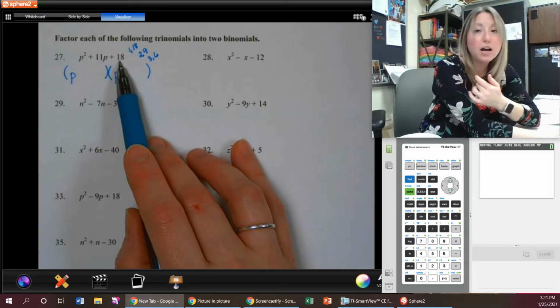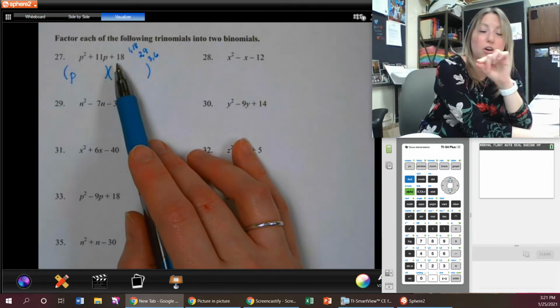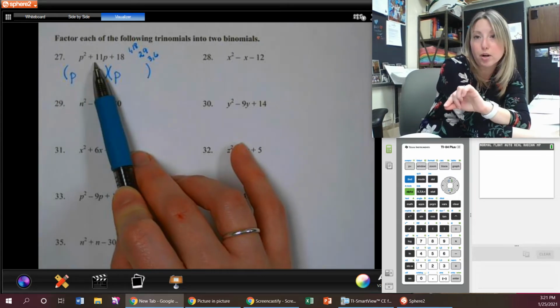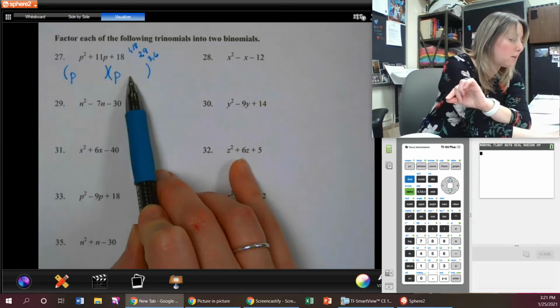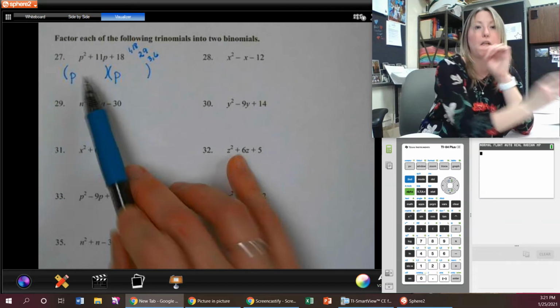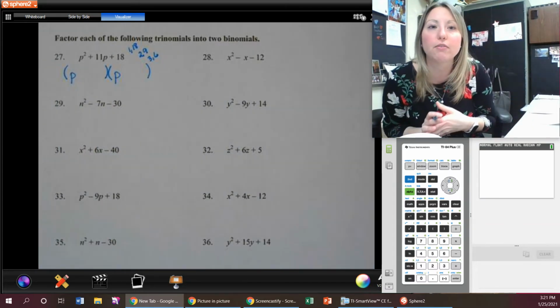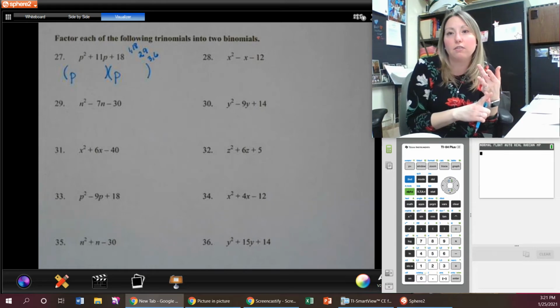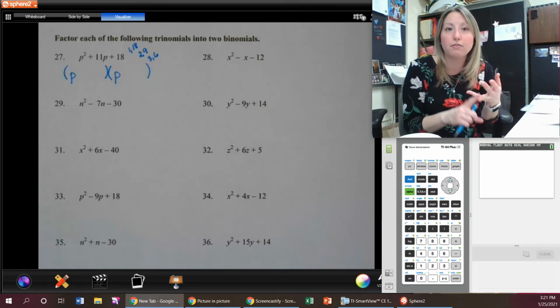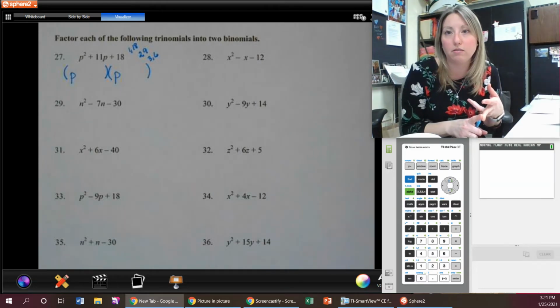And if this is a positive, that means these are adding to get the middle number. That means they're going to be the same signs inside your binomials. Okay, we're adding to get the middle. So which of those combos is going to add to give me 11? 1 and 18 is 17. 2 and 9 is 11. 3 and 6 is 9.